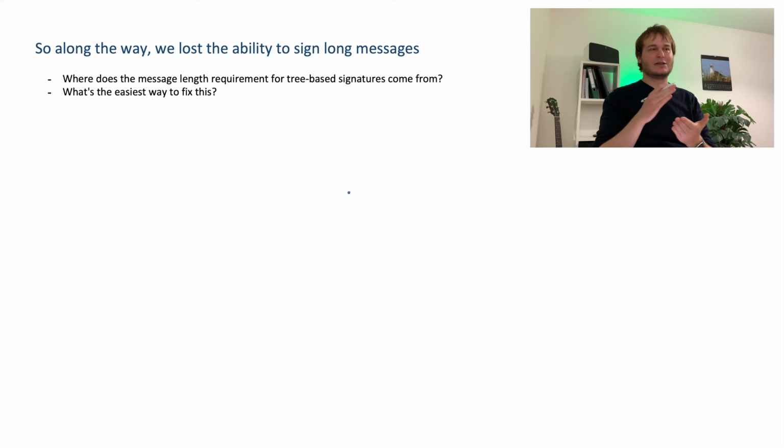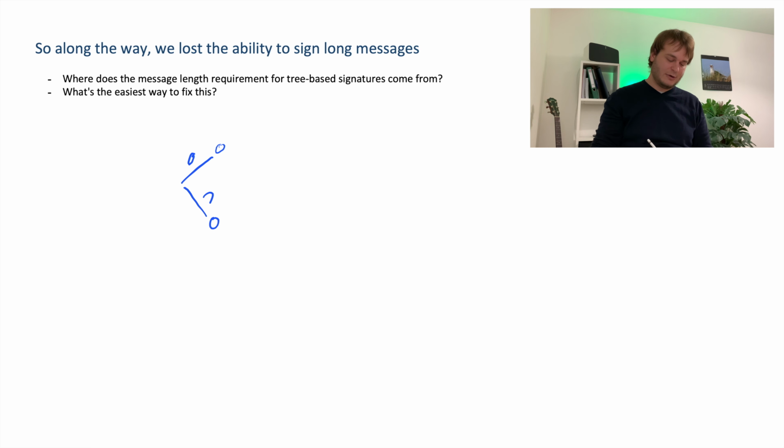My question to you is, where does this requirement come from? Why is it n? Yeah, so the height of the tree is the thing that is n. So if I sign a message, I start at the root node. Then if my first bit is a 0, I go down to the left. My next bit is a 1, I go down to the right, etc. And then for every bit that is in my message, I go down 1 level. So if I want to sign an n-bit message, my tree needs to have n-bit height.